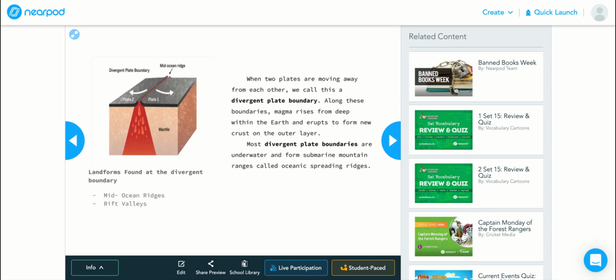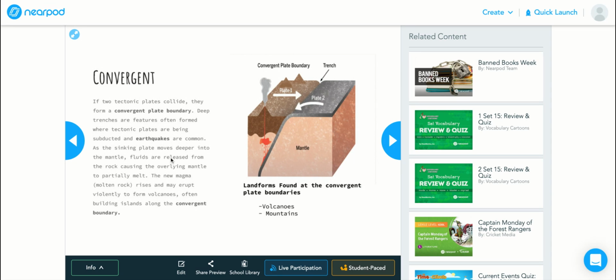And so when two plates are moving away from each other, we call this divergent plate boundary. Along these boundaries, magma rises, so we can see the magma rising from deep within the earth and erupts to form new crust on the outer layer. Most divergent plate boundaries are underwater and form submarine mountain ranges called oceanic spreading ridges, which are these mid-ocean ridges we talked about, where it's the mountains that form under the water.